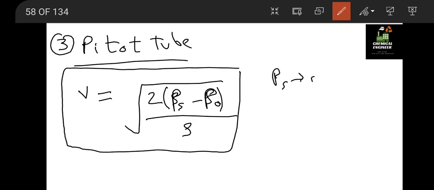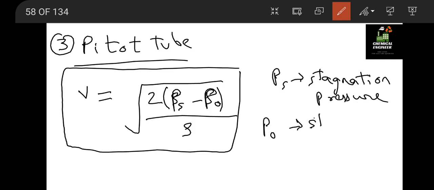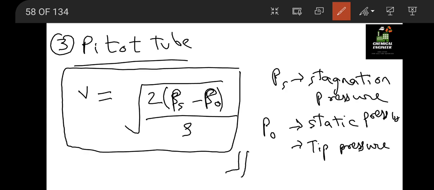PS is the stagnation pressure, P naught is the static pressure, or we can say that pressure at tip of the pitot tube. I hope you know what a pitot tube looks like. So it has an area something like this.